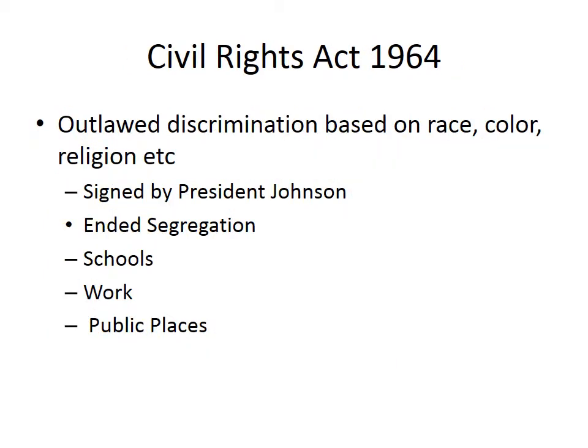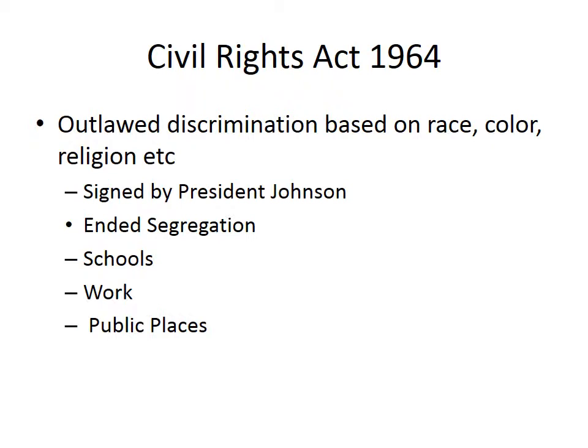So this is what you need to know about the Civil Rights Act of 1964. It outlawed discrimination based on race, color, religion, etc. It's signed by President Johnson. It ended segregation in schools, work, public places. So if you need a summary, that's what you need to remember.